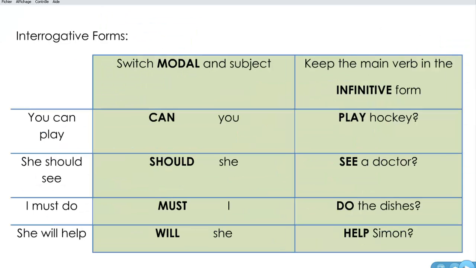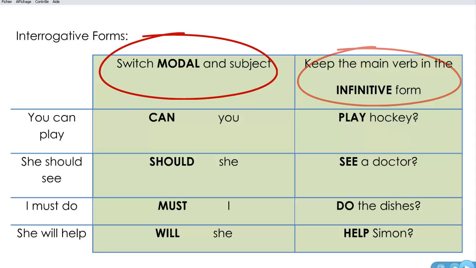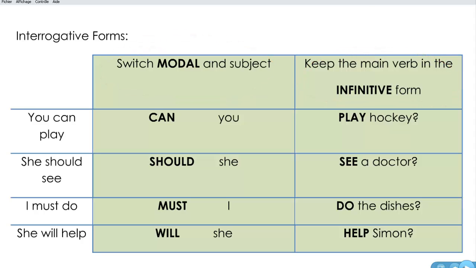For interrogative forms, what you do, because a modal is already an auxiliary and you have your verb in the infinitive form, all you will do is to switch the modal and the subject. So you can play becomes can you play hockey? She should see becomes should she see a doctor?